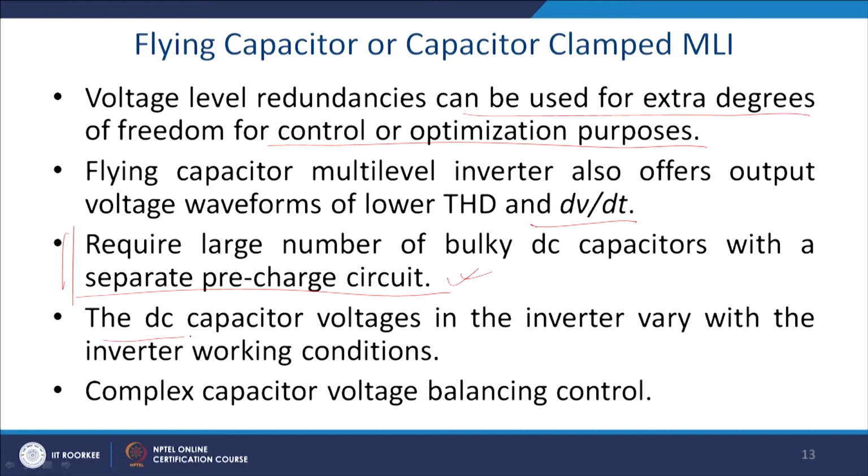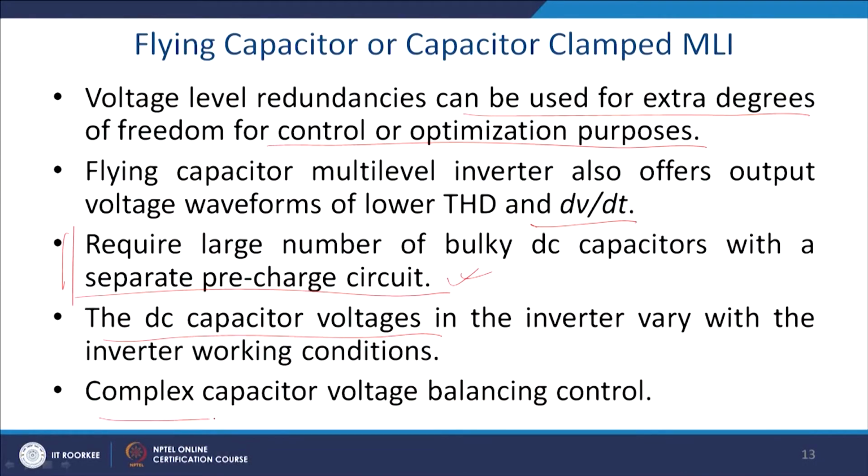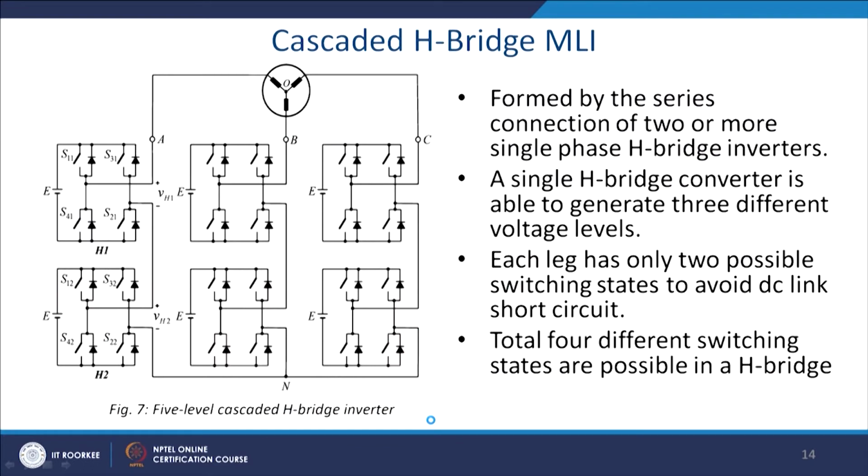The DC capacitor voltage in the inverter varies with the inverter working conditions. Sometimes current goes out and sometimes current sinks into it, so you cannot assume that the capacitor voltage is constant, that is also not so, and thus you require to have balancing networks. For this reason we say that complex capacitor voltage balancing is required to control this flying capacitor MLI.